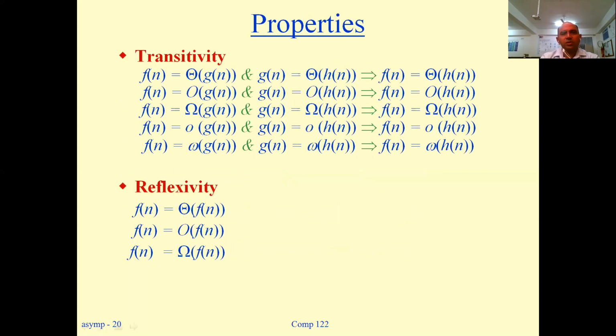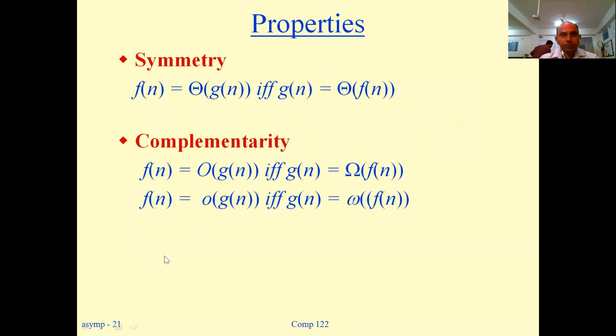Now we have another property, the transitivity relation. If f(n) is equal to theta of g(n) and g(n) is equal to theta of h(n), then we can say that f(n) is equal to theta of h(n). In a similar way, the reflexivity relation is also there: f(n) is equal to theta of f(n), f(n) is equal to big O of f(n), f(n) is equal to omega of f(n). The symmetric relation is also there: f(n) is equal to theta of g(n) if and only if g(n) is equal to theta of f(n). The complementary relation is also there.